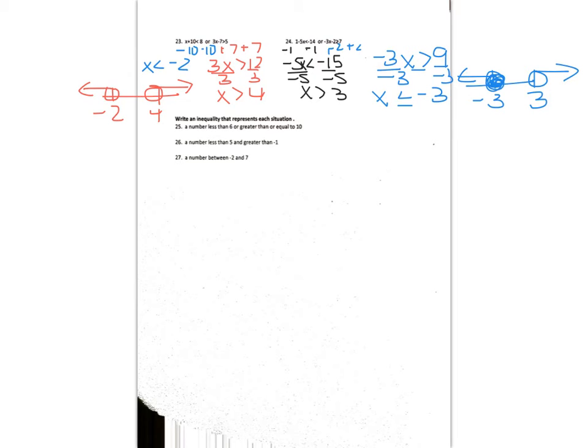Now my last one, I'm going to write my inequality. If it's an OR, it must be written as 2 separate. So x is less than 6, or x is greater than or equal to 10. You have to have both, and it has to be written as 2 separate.